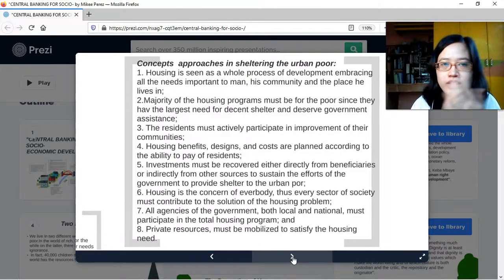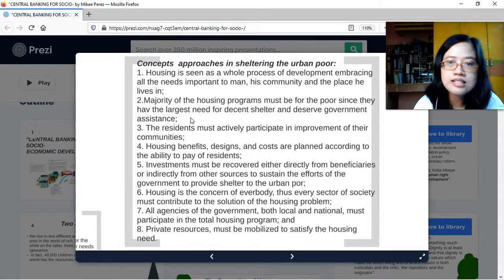Okay. Concepts or approaches in sheltering the urban poor. So housing is seen as a whole process of development, embracing all the needs important to man, his community, and the place he lives in. So essentially it provides comfort, right? Majority of the housing programs must be for the poor since they have the largest need for decent shelter and deserve government assistance. The residents must actively participate in the improvement of their communities.